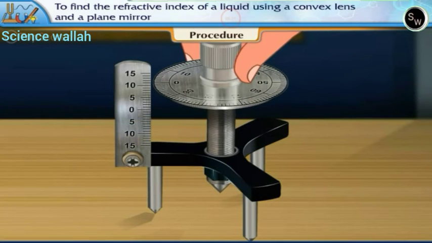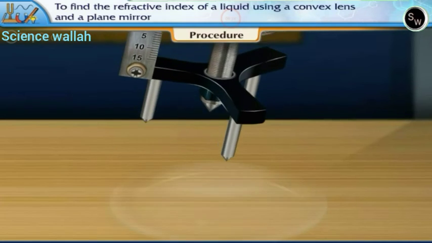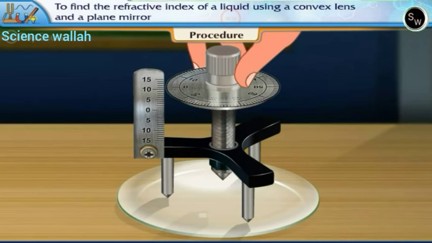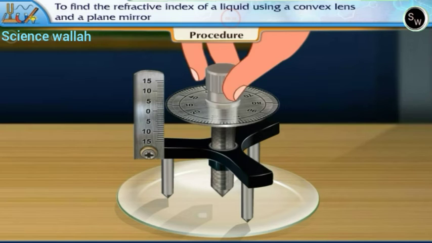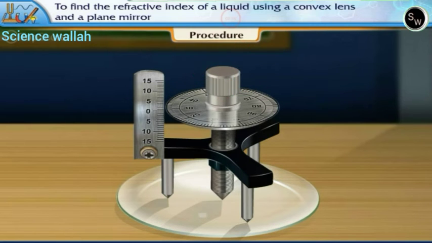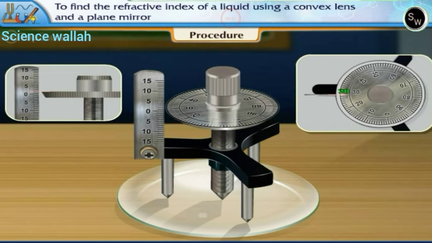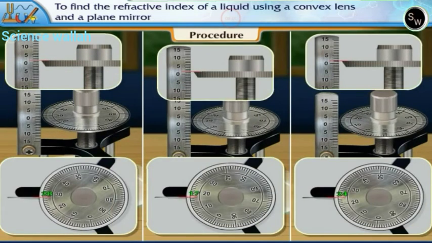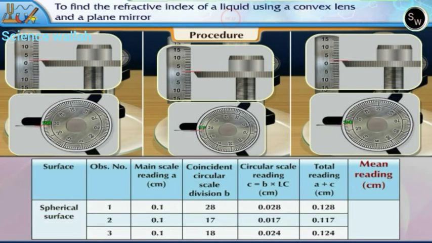Now, raise the screw and place the spherometer on the given spherical surface. Lower the screw till its tip just touches the curved surface. The spherometer should not wobble on any 3 tips. Take 3 readings. Find the mean of 3 readings Y for the curved surface.